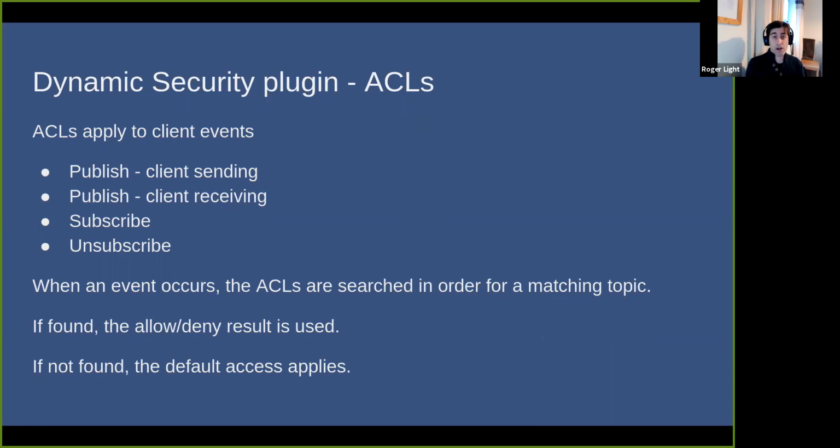So when an event occurs, say a subscribe request comes in, then the ACLs for that client are searched in order for a matching topic. And the first matching ACL that is found, the result from that ACL is used, whether that's allow or deny. And if it's not found, then the default access applies. And so when you first set up, you get a default access that denies clients sending messages and subscribing to messages, but allows them to receive and unsubscribe.